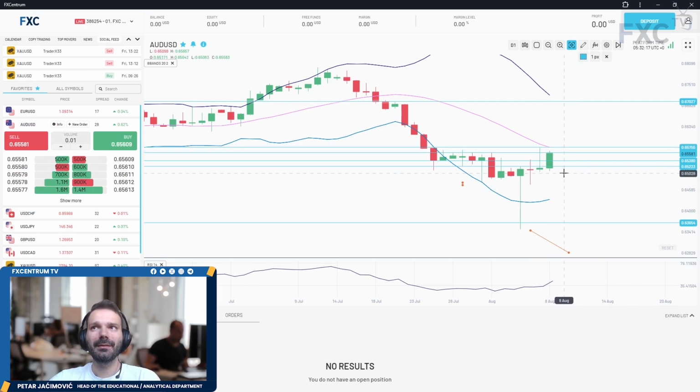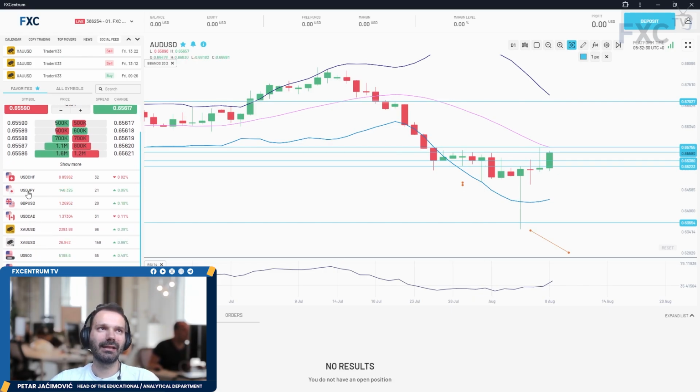If we see the downside breakout of yesterday's low, then we can see maybe even retest of the 0.6430. For now, buying tail in the background and the end of the downside swing.